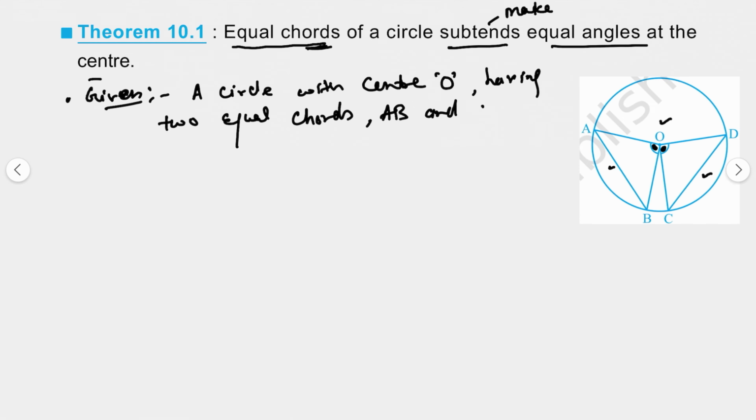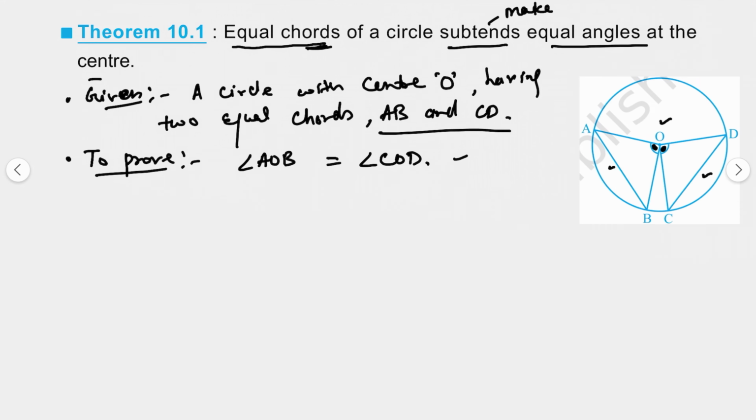Chords AB and CD. What we have to prove here is that the angles made by these chords at the center are equal, that is, angle AOB is equal to angle COD. That's what we have to prove, because these are the angles made by the chords at the center, and it is given that the two chords are equal. So let's start this proof.